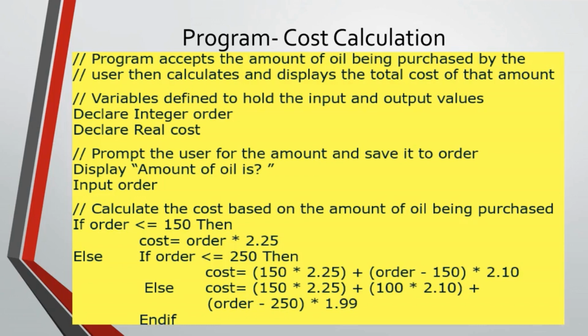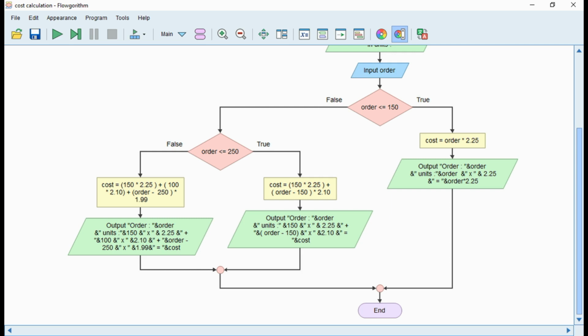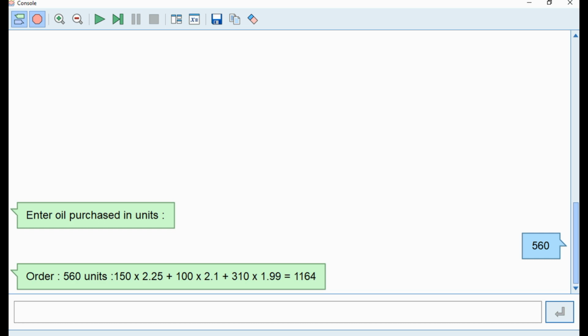Calculate the cost based on the amount of oil being purchased. If order is less than or equal to 150, then cost equals order * 2.25. Else if order is less than or equal to 250, then cost equals 150 * 2.25 plus (order - 150) * 2.10. Else, cost equals 150 * 2.25 plus 100 * 2.10 plus (order - 250) * 1.99. End if. This is the Flowgorithm program for this problem.